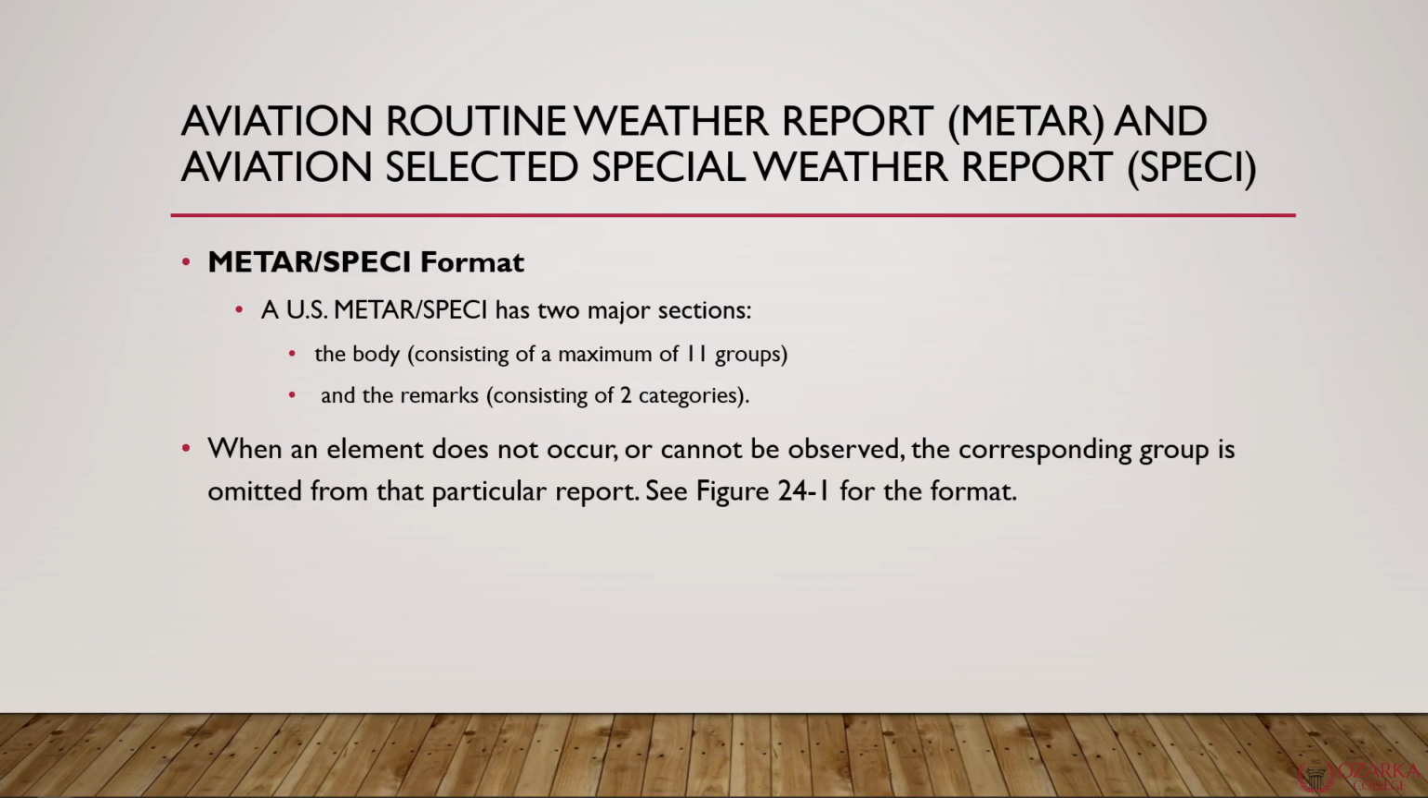Now the SPECI, or the METAR SPECI format has two major sections. The body, consisting of a maximum of 11 groups, and the remarks, consisting of two categories. When an element does not occur or cannot be observed, the corresponding group is omitted from that particular report.